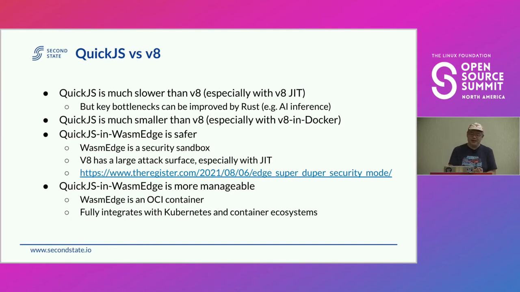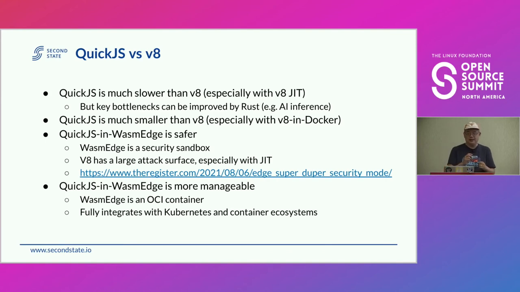So the first objection really is that QuickJS is much slower than V8, especially with JIT turned on, right? However, like I said, we believe the key bottlenecks can be improved dramatically, including stream processing, including AI inference, including things that really take a lot of time. Because if things only take like 5 milliseconds, then being 3 times slower is not a big deal, it's 15 milliseconds. However, if something takes close to 100 milliseconds, then being 10 times slower would take about a second. That would be bad, right? So we try to identify those performance bottlenecks and implement them in Rust and try to improve JavaScript performance in our runtime this way.